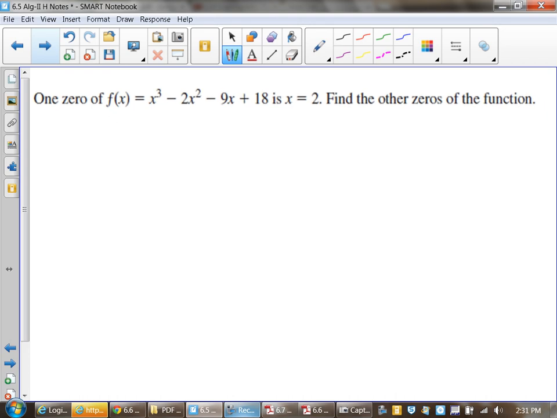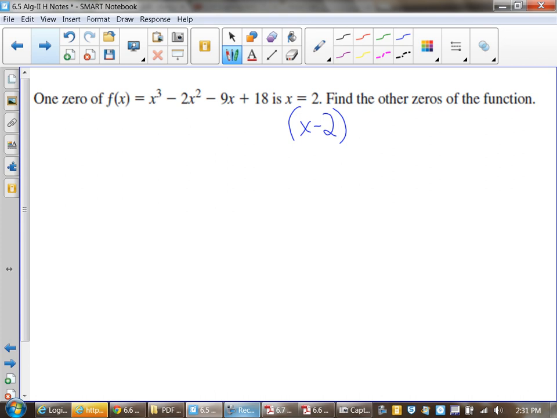Let's try another one. Again, one zero of that function is x equals 2. So it says the 0 is 2. If the 0 is 2, what's the term? Good. If the 0 is 2, that means the term was x minus 2. Now it wants us to find all of the other zeros, which means we're going to factor it fully and then set them equal to 0. We do the exact same process. I'm using synthetic division.